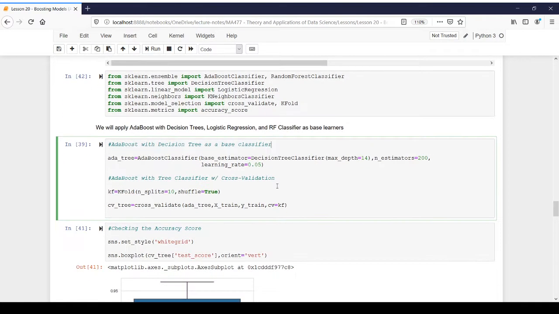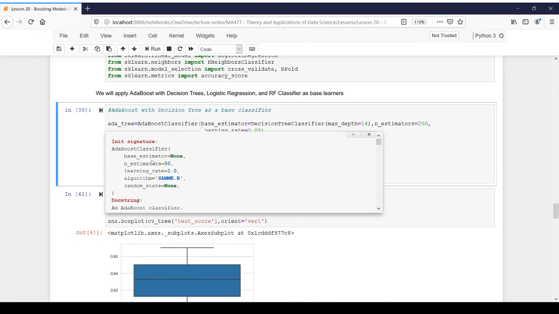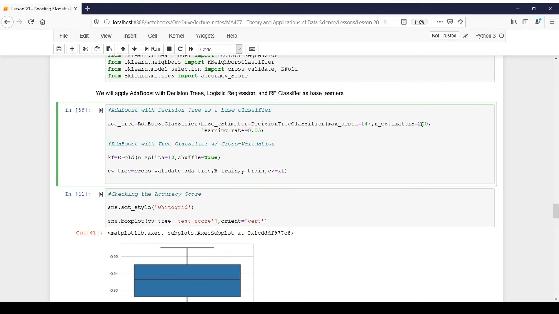The downside is that it takes a while. Since you're fitting a bunch of estimators in the background, it takes a while even to run this one once. So you need some computational power, but other than that, it is what it is. Here we're fitting the AdaBoost classifier. If you do Shift Tab here, these are some of the parameters that go inside. The base estimator is what kind of weak classifier you're fitting. Here I've picked a decision tree with a max depth of 14. N estimators is how many estimators you want to fit; here I'm fitting 200 of those. And then the learning rate, basically.